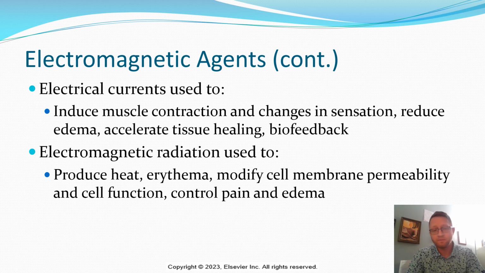And then of course, controlling pain and edema is something that we're going to see for pretty much all of our different modalities, right? We're trying to control pain. We're trying to reduce edema in certain areas of the body. So anytime you think of applying a physical agent or a modality, one of the main goals is to help decrease pain, control that pain, and get rid of some of that edema in the area, which could be causing the pain they're talking about.